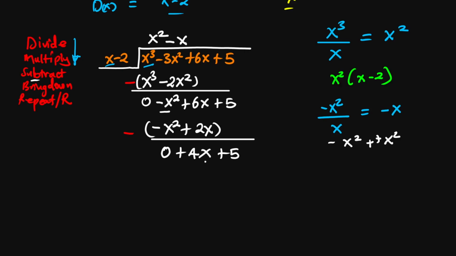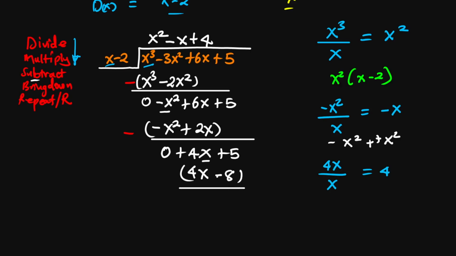Is the power of this variable greater or equal to that of this? Yes, they are equal. So we proceed with the division. We will have 4x divided by x. This cancels, we remain with a 4. And we write here a 4 in our quotient. Then we proceed with the multiplication. 4 times x, what do we get? We get 4x. And 4 times negative 2, we get minus 8, negative 8.